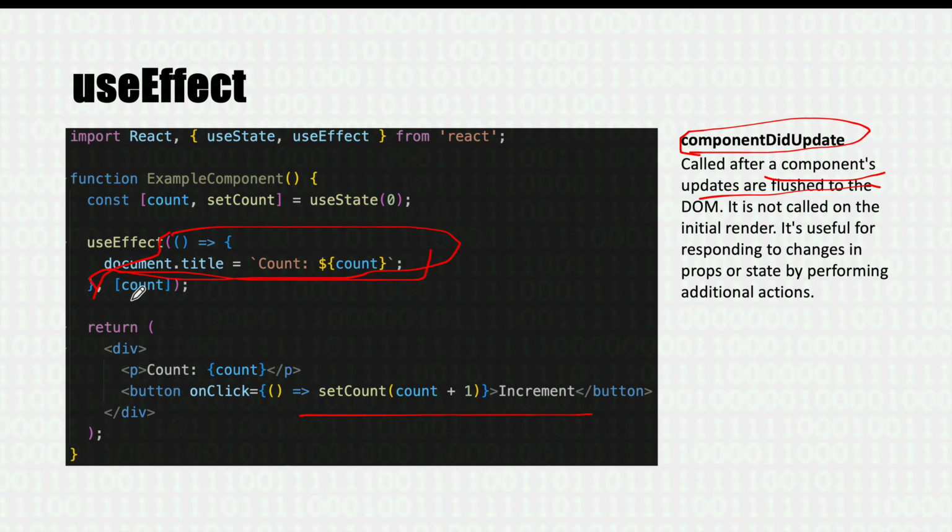If the array has a value, this array specifies the values that the effect depends on. If any of the values of the dependency array change between renders, the effect would be rerun. So if the value of count is changed, then this effect would be rerun. If the array is empty, the effect is going to run only once, when we are initially rendering. That is the only time it will run if this is blank. So let's see how useEffect can be used further on.